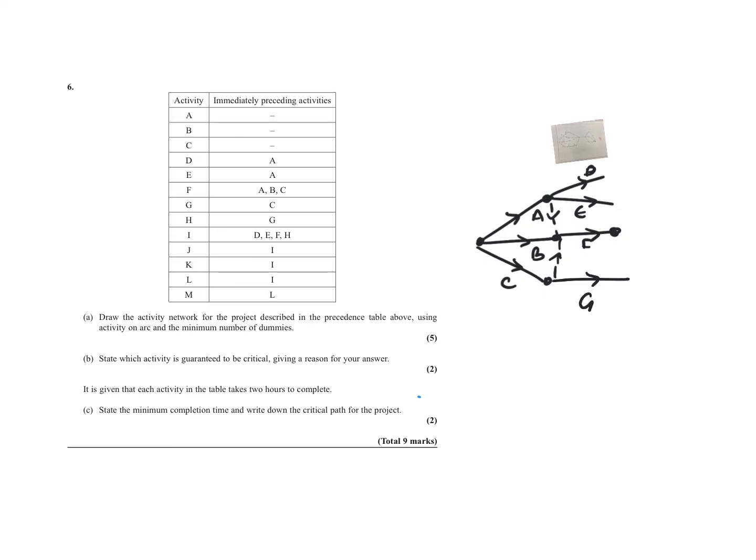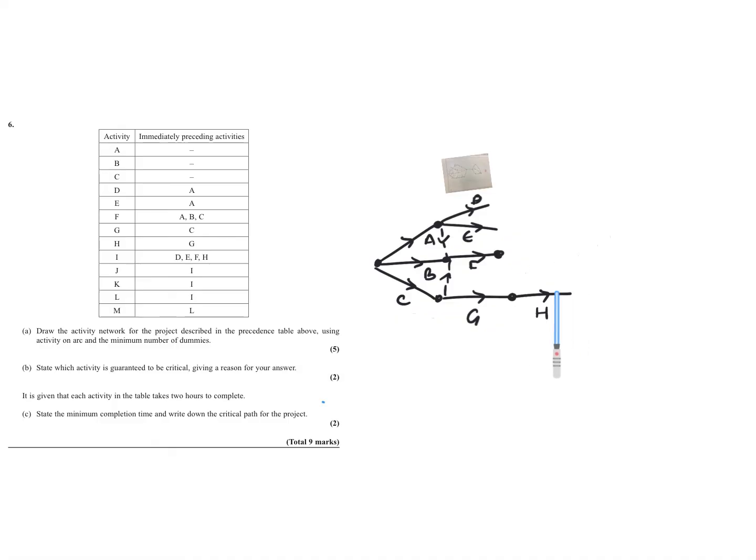And then we have H is dependent on G. Well, that's nice. And then we have D, E, F, H is dependent on I. D, E, F, H. Okay, so all of these now are dependent on I. Okay, well, this is easy. I can delete this. And there we go. So that's easy.